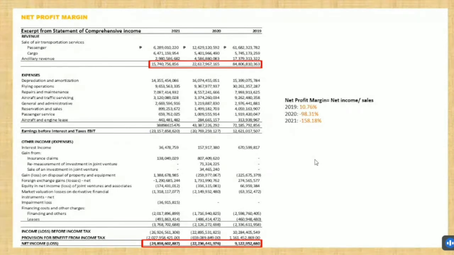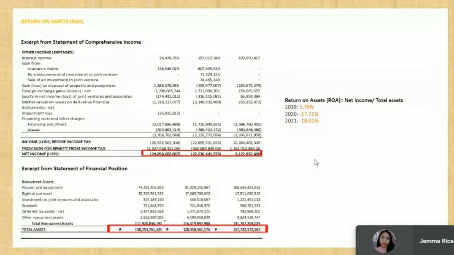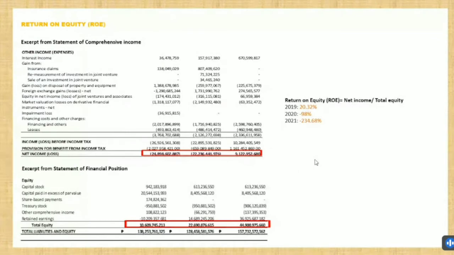Next is the return on asset of the company and the return on equity, which has significantly decreased. Next slide, Miss Press. Which has significantly decreased from positive 5.78% return on asset or the return on investment in 2019 to negative 17.31% sa ROA tayo, Miss Press, in 2020, and 18.01% in 2021.